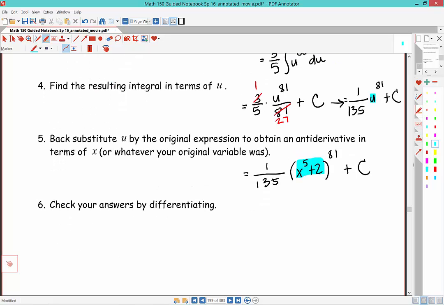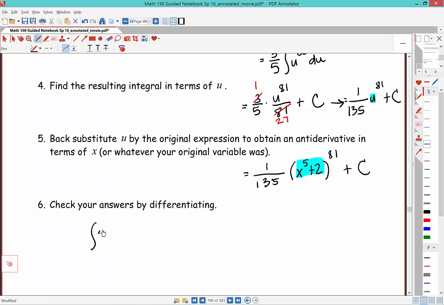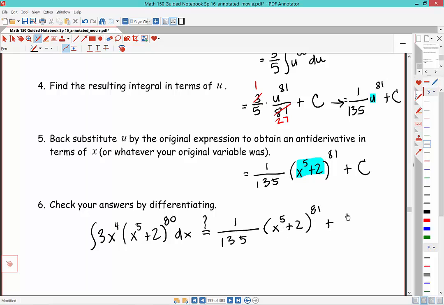So if you recall, our original problem was the integral of 3x to the 4th times (x to the 5th plus 2) raised to the 80th with respect to x, right? What we want to know is this. Okay, so we want to check to see if these are equal, right? So what did we get? 1 over 135, right, times (x to the 5th plus 2) to the 81st plus our constant of integration.